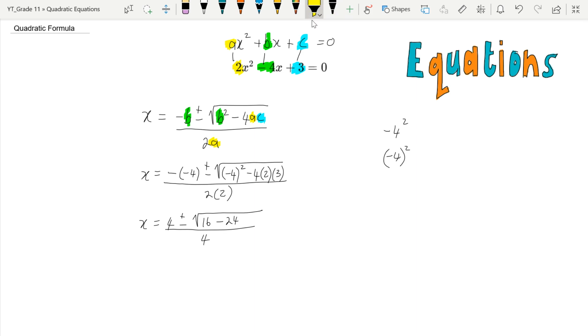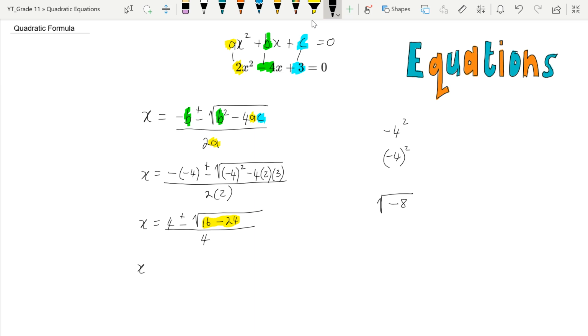Now I can already see something interesting happening over here. See what I mean? Do you also find that interesting? So 16 take away 24 will give us -8. But that is underneath a square root. So we won't be able to actually get those solutions. There would be no real roots for these x solutions.